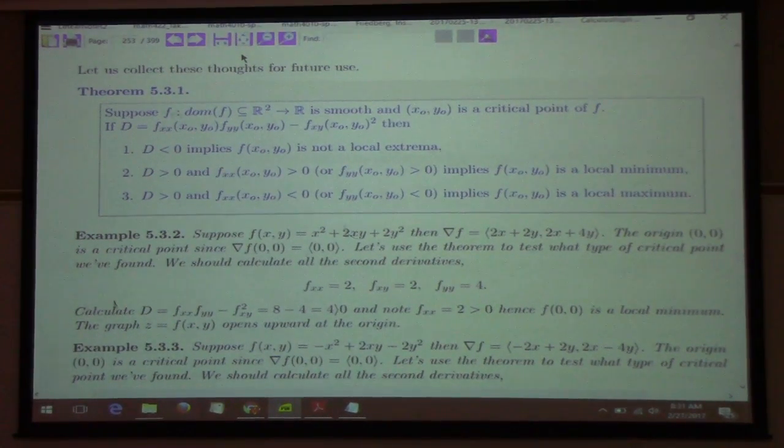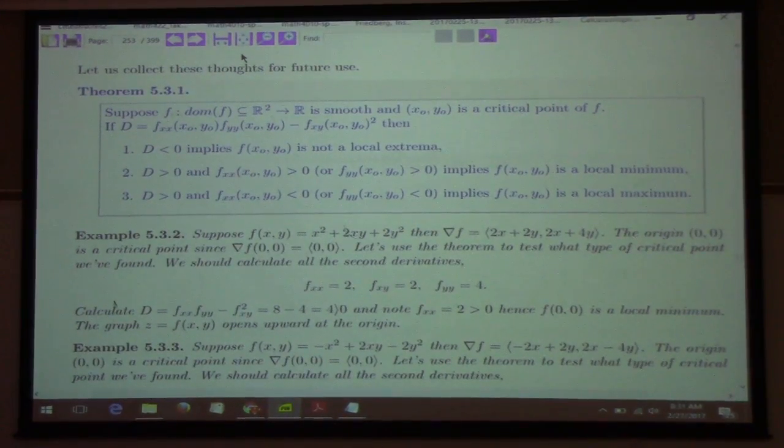So it should be local extreme, not local extrema, right? Because isn't extreme a plural? Sure. I don't know, that's a good question. Is extrema plural? I don't know. The question is, should it be extreme or extrema? I'll leave the grammar to you guys.